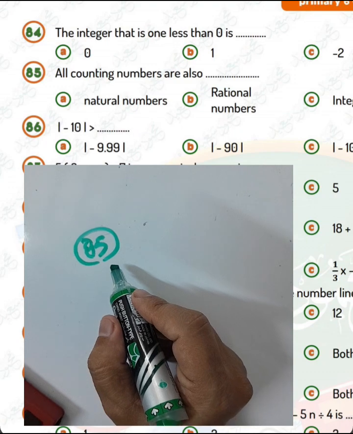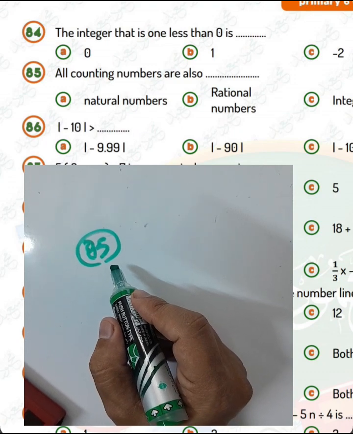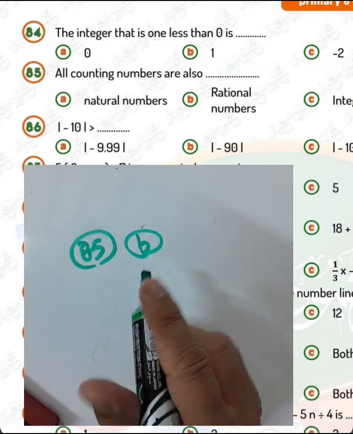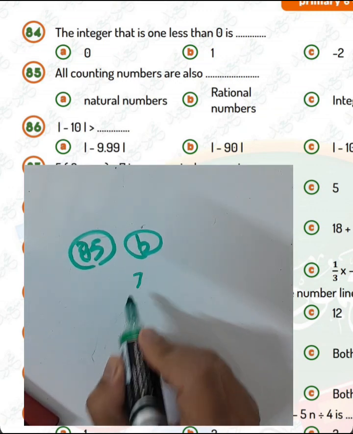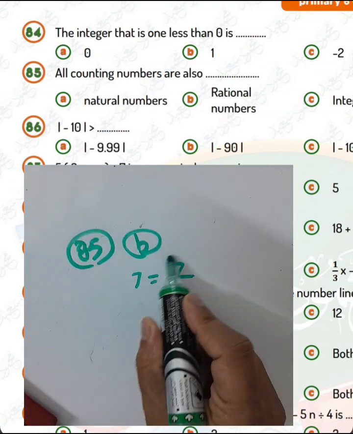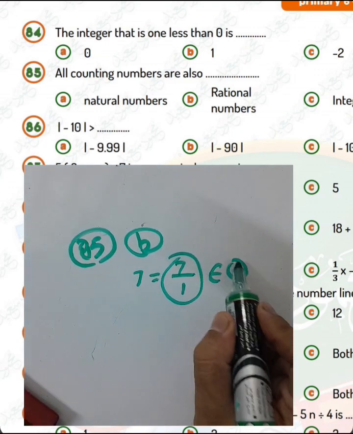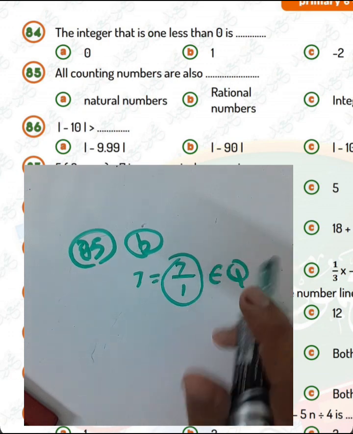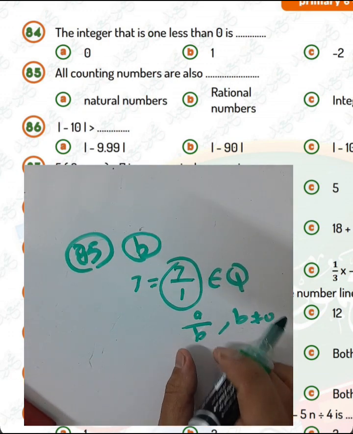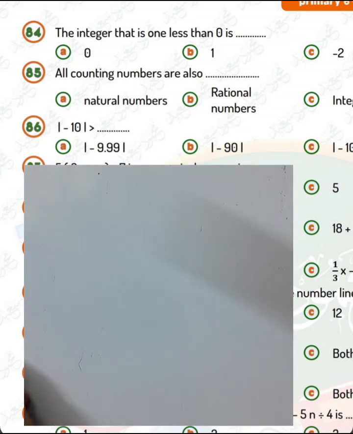Question 85. All counting numbers are also rational numbers. It should be letter B, because any counting number, such as 7, we can write in the format 7 over 1, and 7 over 1 belongs to the rational numbers, because we can write A over B such that B is not equal to 0. That is the form of rational numbers.